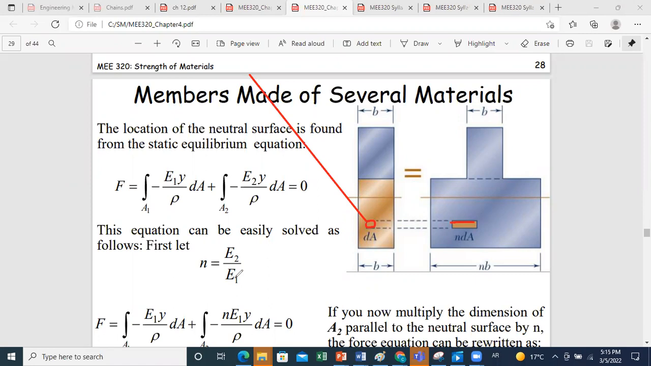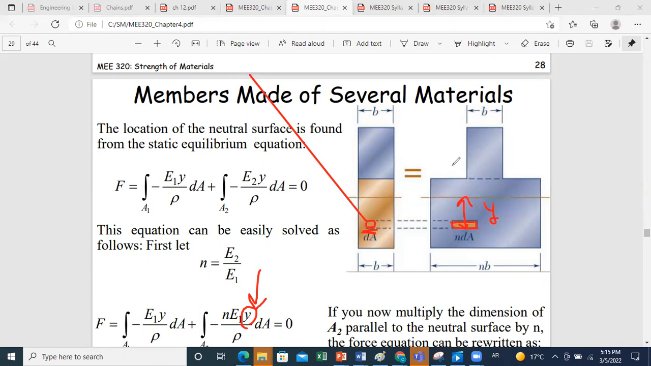Now, how do we decide in which dimension n dA will increase? Why should I increase dA along the direction parallel to the neutral axis and not in any other direction? Because I should keep the same y from the neutral axis. I cannot change the distance from the neutral axis because I'm integrating y dA. So y should remain the same; I should just vary the area by multiplying it by n. So I just multiply by n the dimension that is parallel to the neutral axis to keep the same distance between the elementary area and the neutral axis.